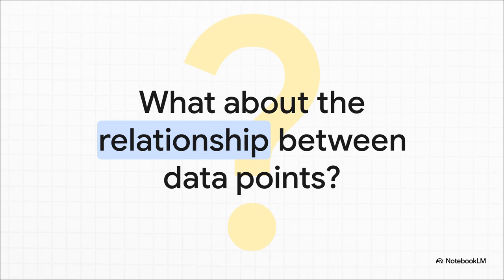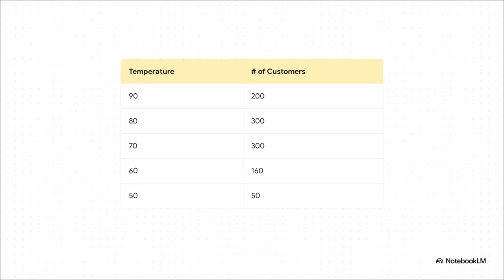Okay, so finding the center of one set of numbers is great. But where things get really exciting, where the magic starts to happen, is when we begin to look for connections between different things. How does one variable affect another? So let's take a look at a super simple, real-world example. Say we're tracking the temperature outside and how many customers come into a shop.